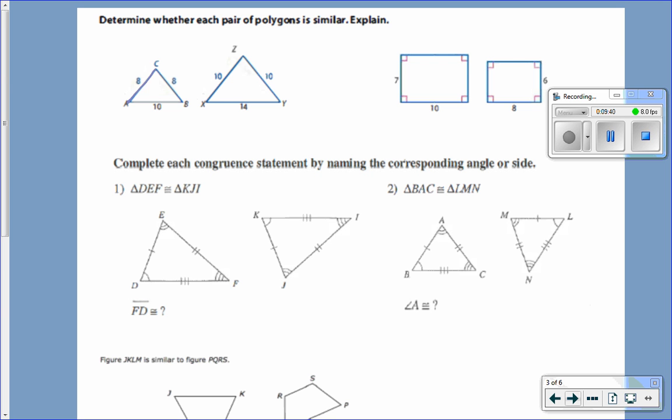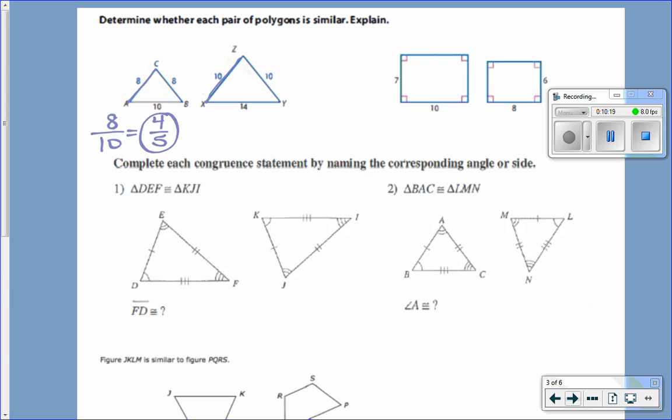So A to C is 8. What side length does that correspond to? Z to X. Good. X to Z is 10, and that simplifies to what? 4/5. Are we good? Okay, is there another side that we can compare it to? Because all 3 sides have to have the same ratio, right? They all have to simplify, right?